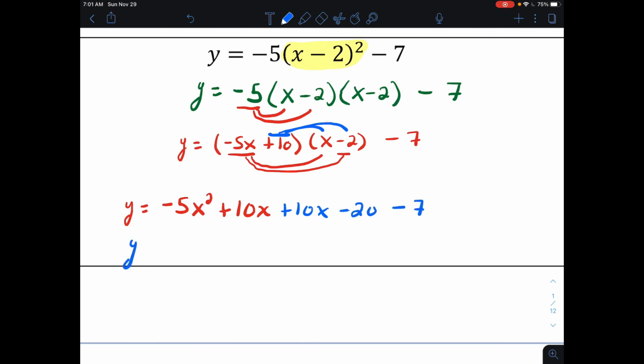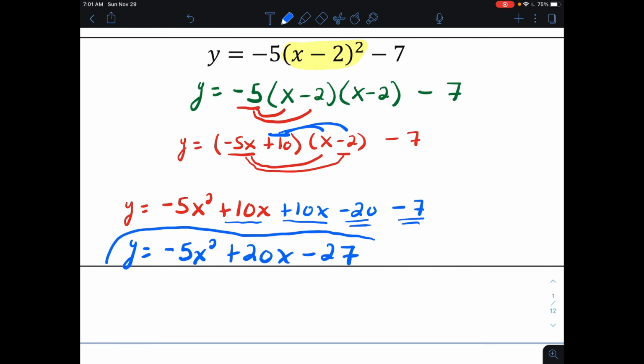Now for our final answer, we combine all of our like terms. So we'd have negative 5x squared. I can put together 10x and 10x, which makes 20x. And then negative 20 and negative 7 combined make negative 27. And there is that quadratic written in standard form. All I had to do is multiply it all the way out.